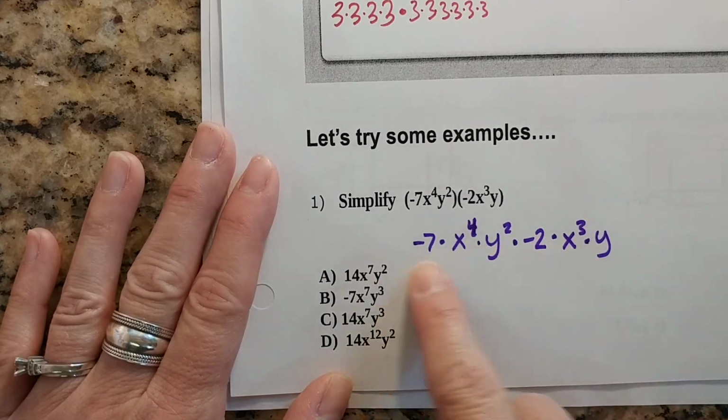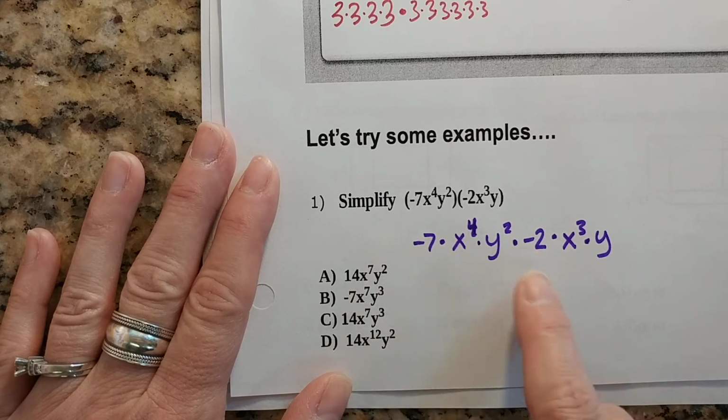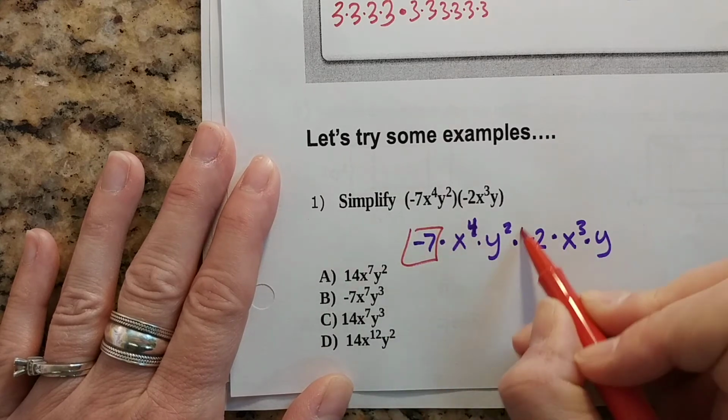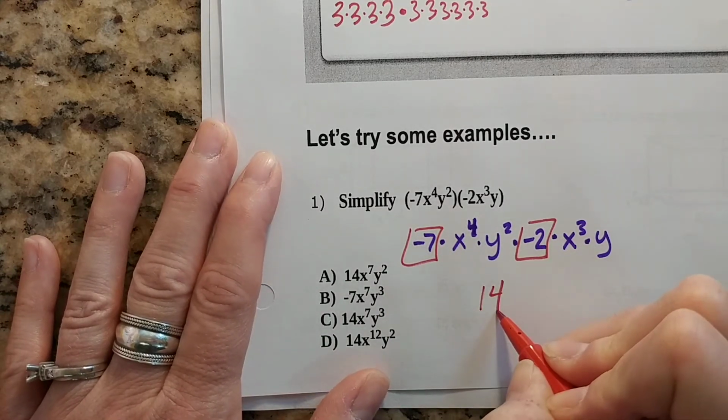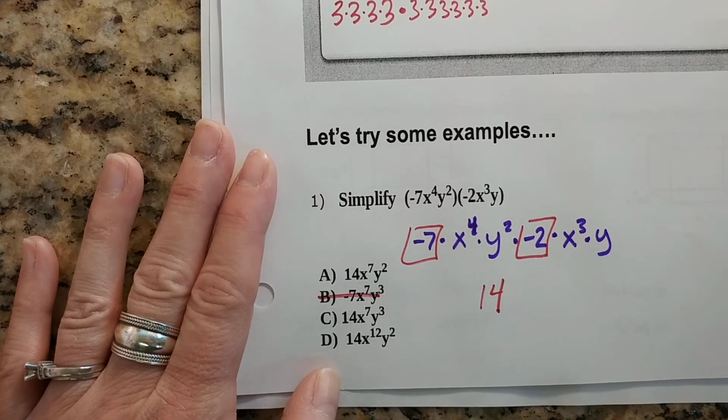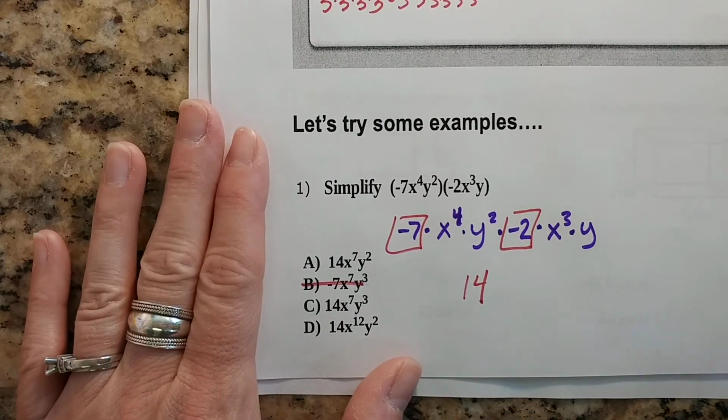Now we know that the order in which we multiply numbers does not matter. So I really could change the order and even put the negative 2 up here by the negative 7. You can see here that negative 7 and negative 2 can be multiplied together. And we know that that's 14. So right now I know my answer can't be B. Now let's take a look at the variables.